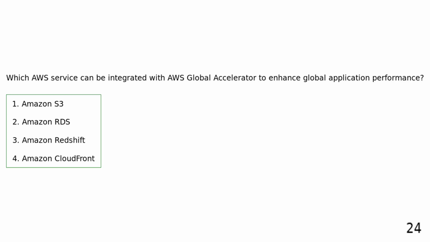Which AWS service can be integrated with AWS Global Accelerator to enhance global application performance? Amazon S3. Amazon RDS. Amazon Redshift. Amazon CloudFront.